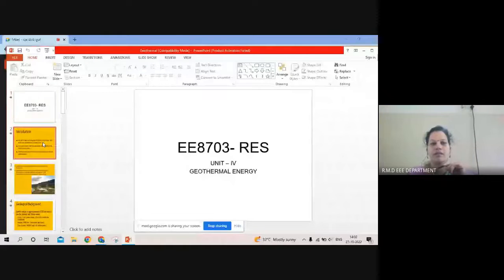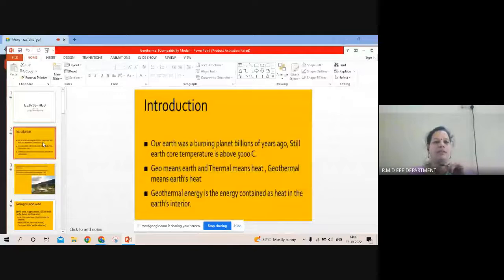We all know that geo means earth and thermal means heat. So geothermal means earth's heat. Geothermal energy is the energy contained as heat in the earth's interior. And we all know that our earth was a burning planet billions of years ago, and it has a core temperature of about 5,000 degrees Celsius.